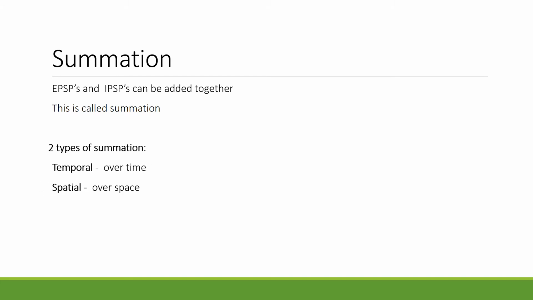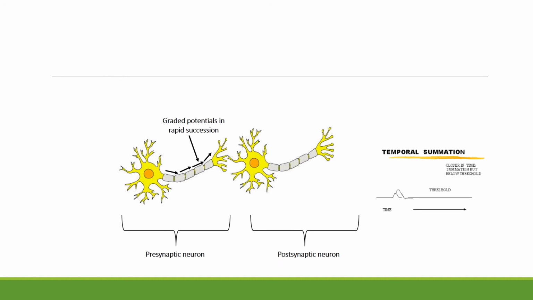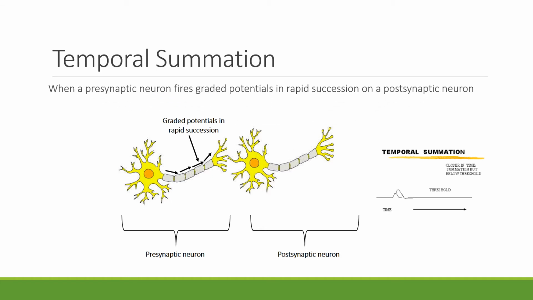over space. Temporal summation is when a presynaptic neuron fires graded potentials in rapid succession on a postsynaptic neuron. If you look at the diagram, you can see that the presynaptic neuron is generating graded potentials very rapidly and passing them on to the postsynaptic neuron. This is called temporal summation because it occurs over time.